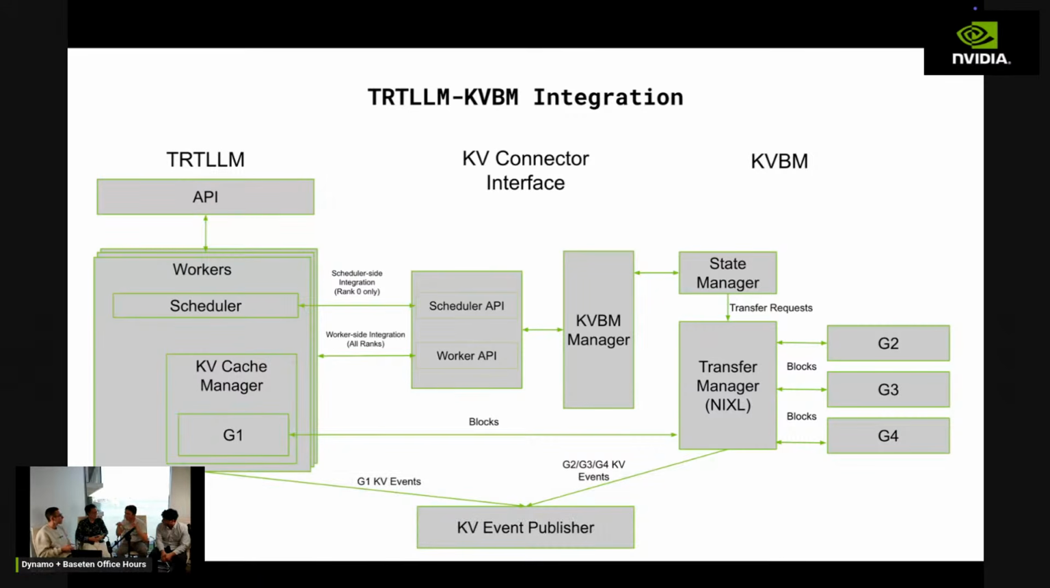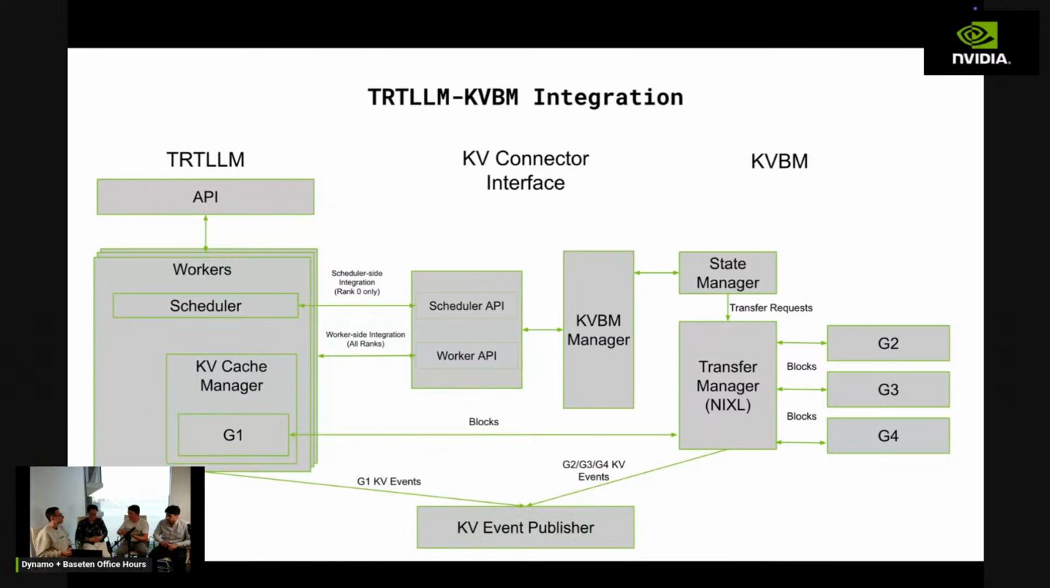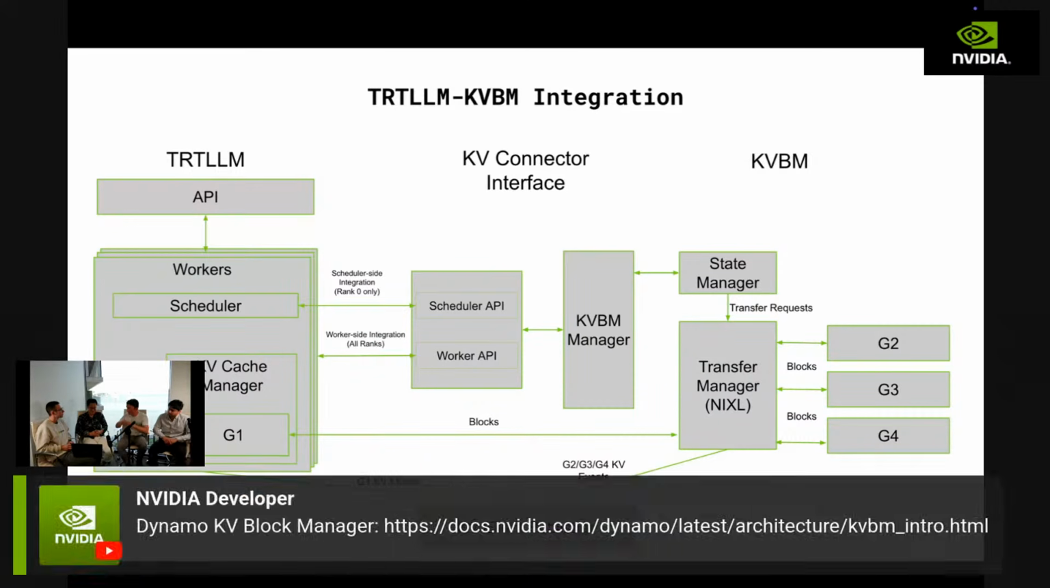So walk me through this: when a new request comes in, you tokenize it, you figure out, hey, these are the blocks I'd like to have, and the scheduler is going to ask for them. It interfaces with the KVBM there, on rank 0, and asks whether these blocks are around. How does it work at this moment?